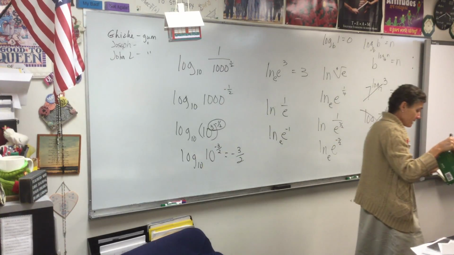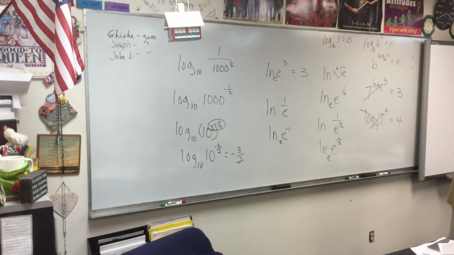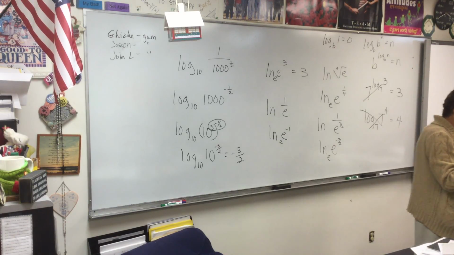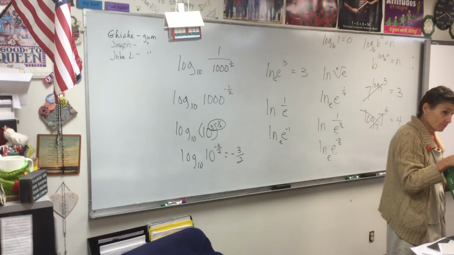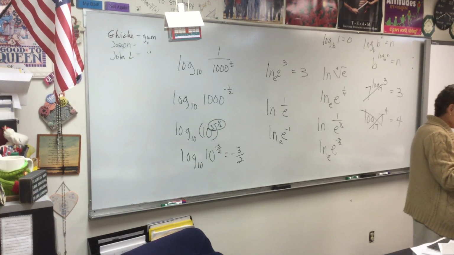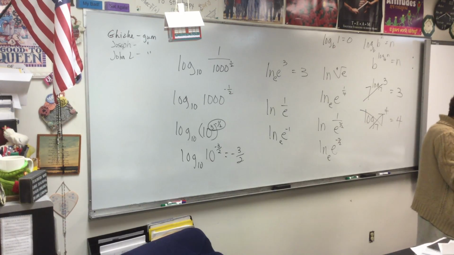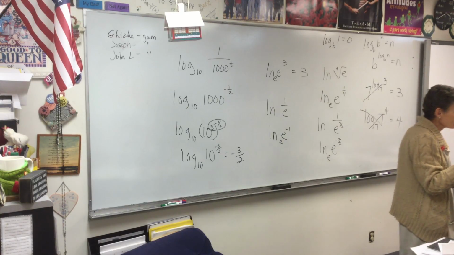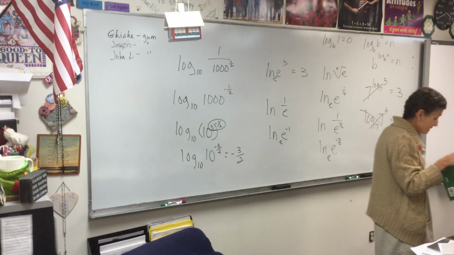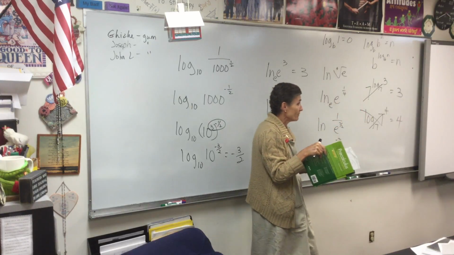What's the answer to 20? 8. Number 21, 0.5. Don't forget, there's no base written there, but the base is 10. So the answer in 21 is 0.5. What about 22? 14. What about 23? 6. Your bases are e. e to the log base e of 6 is 6. What about 24? 1/5. e to the log base e of 1/5 is 1/5.